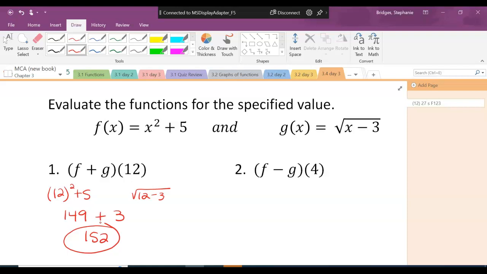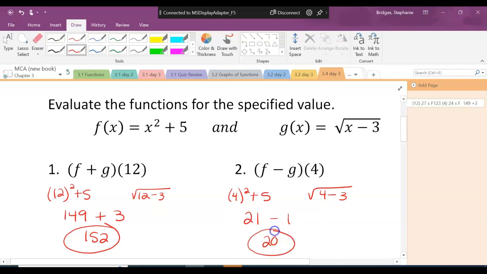All right, so 4 is in my parentheses, so I'm going to take 4, and I'm going to put it in place of x into the f function. I'm going to put it in place of x into the g function, and then I'm going to subtract the results. 4 squared plus 5 would give me how much? 21. And then 4 minus 3 is 1, and the square root of 1 is just 1. So I'm going to go 21 minus 1, which gives me a value of 20.